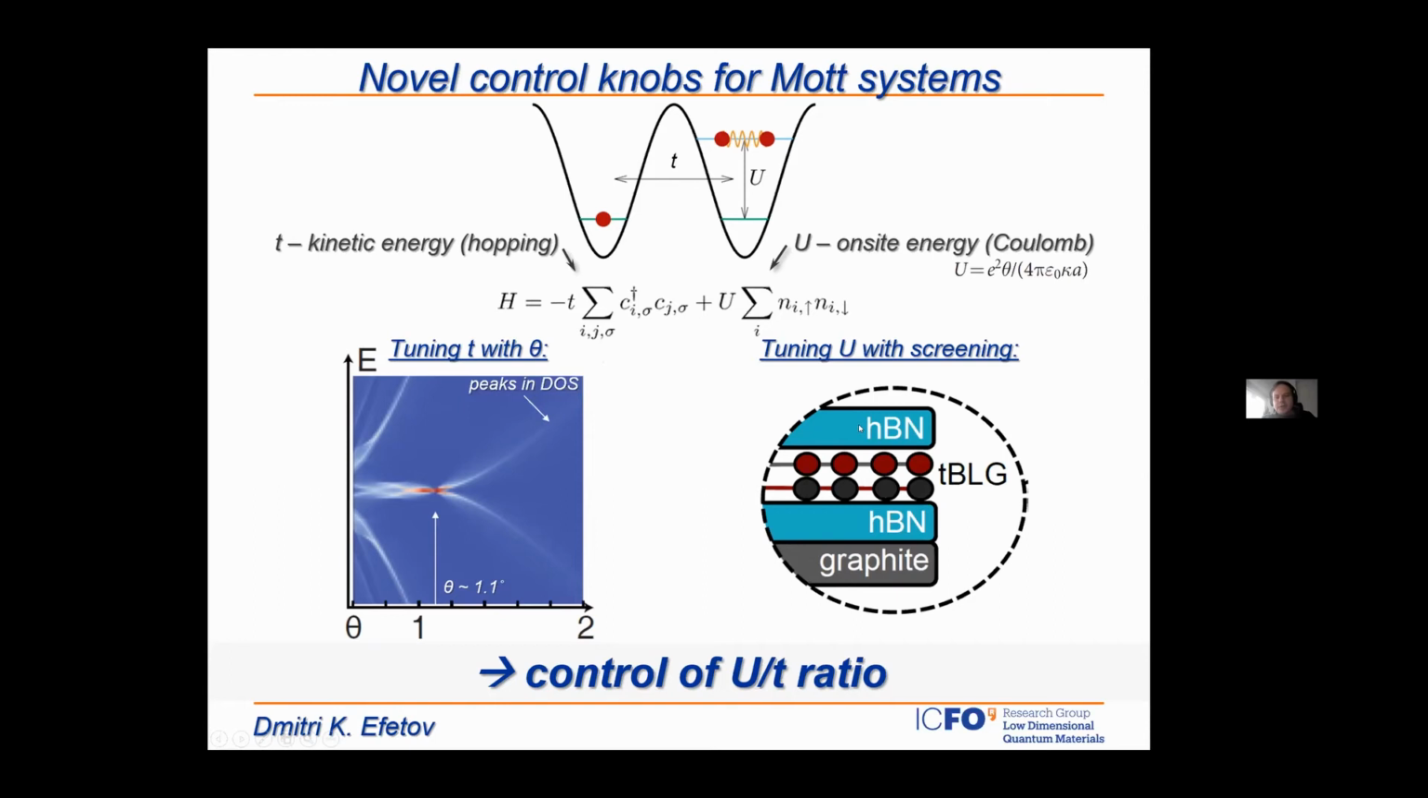The other tuning knob is that, as I mentioned, our device is in this complicated dielectric environment. By changing the dielectric environment, you can control U, the Coulomb energy. Therefore, we thought it's possible that you can control this U versus T ratio, and maybe strongly manipulate the correlated insulator strength.